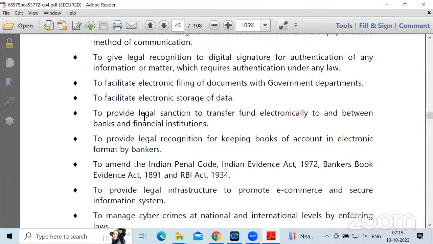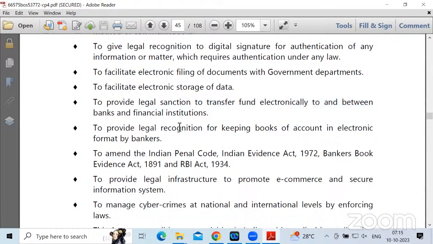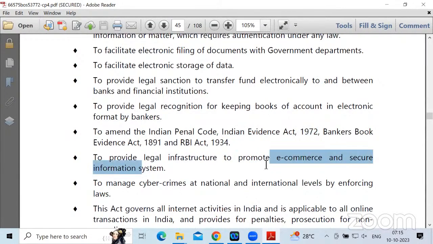Then the fourth one, legal sanction to transfer funds electronically, EFT, electronic funds transfer. And the fifth one, legal sanction for keeping books of account in electronic form by bankers. Then to amend the IPC, IEA, and Bankers Evidence Act as well as the RBI Act: Indian Penal Code, Indian Evidence Act, Bankers Book Evidence Act. Then provide legal infrastructure to promote e-commerce and secure information systems.